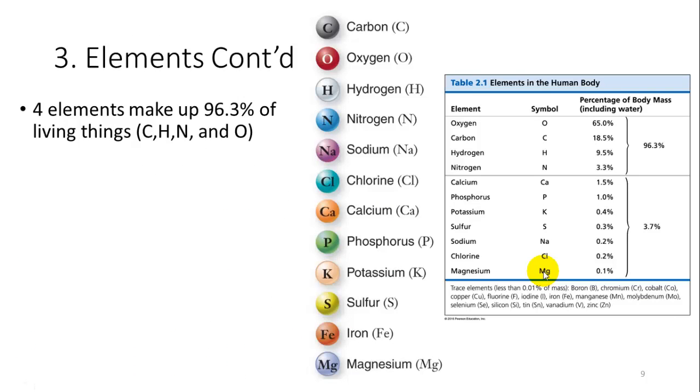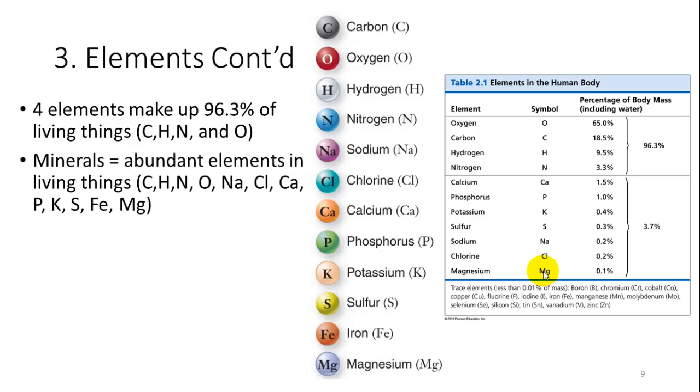All right, so some elements are not equally represented in all living things. Most elements in living things are carbon, hydrogen, nitrogen, oxygen. So 96.3% of the elements in your body are these 4 elements. Many of them are also found in larger abundance relative to others, and these are called minerals, and include sodium, chlorine, calcium, potassium, phosphorus, sulfur, iron, and magnesium.